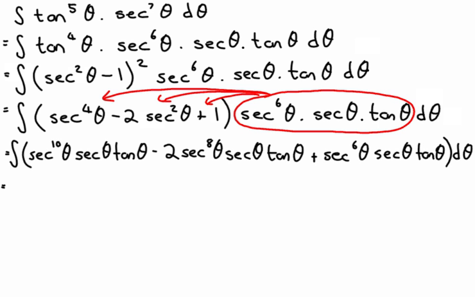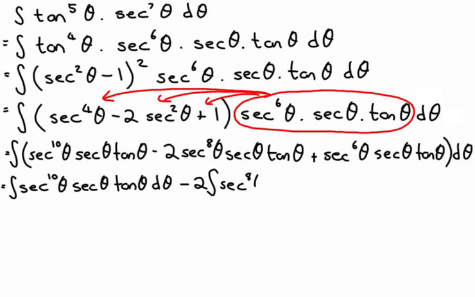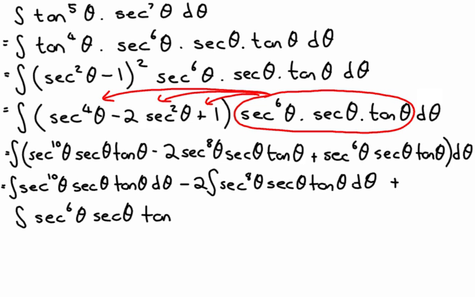Split everything up, so it's the integral of each term. Let's do that quickly. Again, you could go straight here, or leave out this written step entirely if you like. The integral of sec to the power of 10 theta sec theta tan theta with respect to theta, minus, take out your constant, 2 times the integral of sec to the power of 8 theta sec theta tan theta with respect to theta, and I'm just going to put the other one underneath because I'm going to run out of space. Plus the integral of sec to the power of 6 theta, sec theta tan theta, with respect to theta.